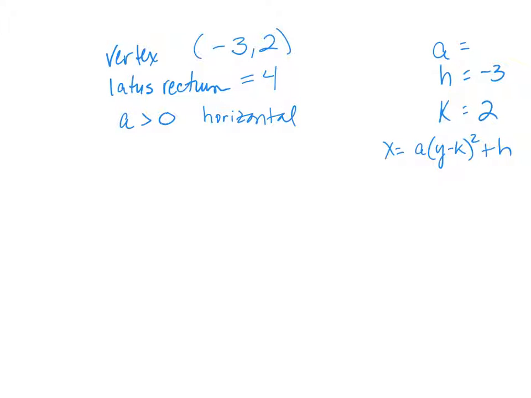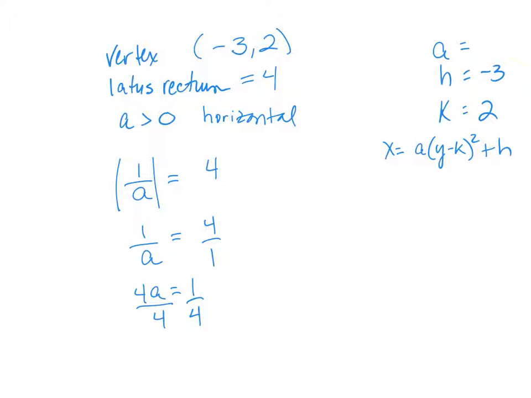And now we've got latus rectum equals 4. This is kind of easy, because the formula for latus rectum is the absolute value of 1 over a equals 4, so 1 over a equals 4, right? When we cross multiply, we have 4a equals 1. Let the math take you there. And a is 1/4. So we're ready to write our equation. It's going to be x equals 1/4 times y minus 2 squared minus 3.